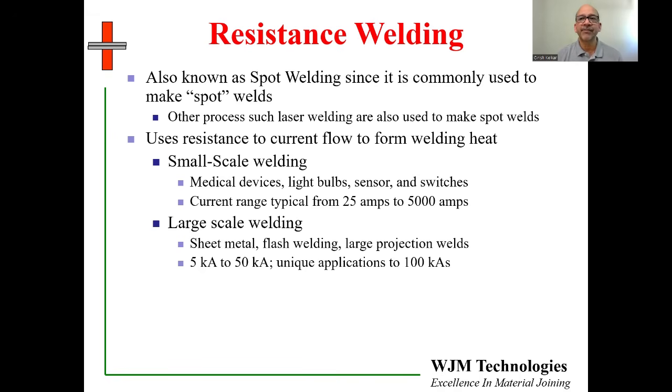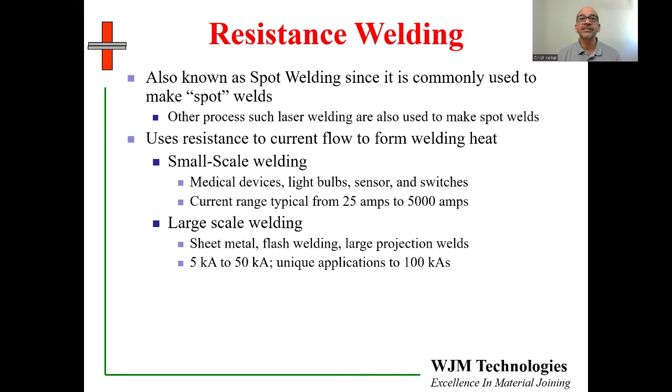Resistance welding, as the name implies, depends on current flow to form the welding heat. So what we are doing is we are putting the parts together, applying electrodes from both sides, and passing current through the stack to generate heat to make a weld.